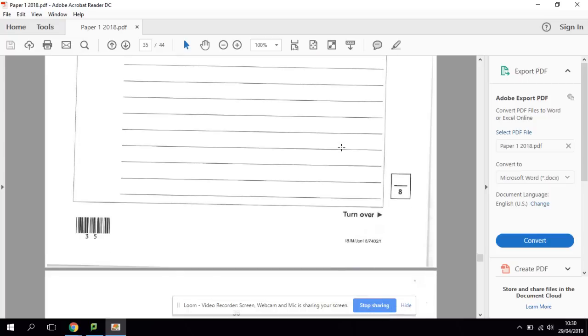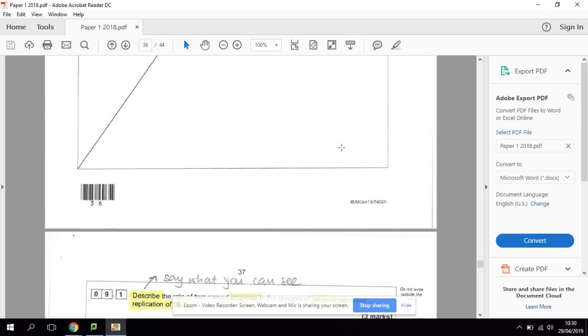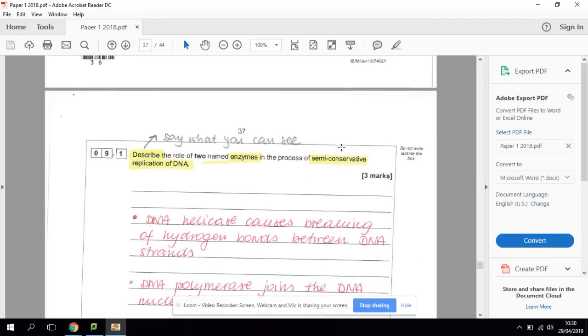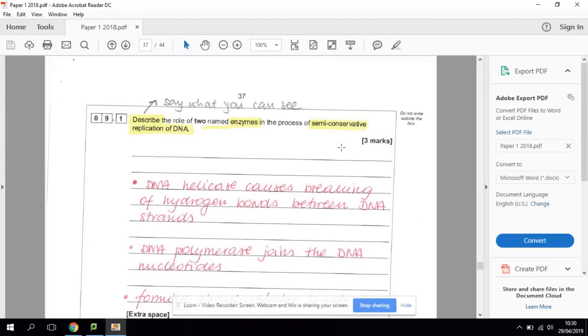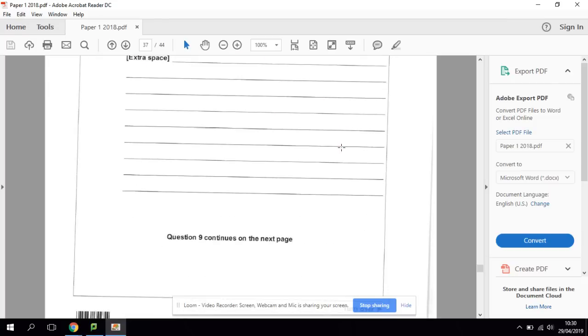Right, and you could use many more options here, but that's the most common. Right, question number 9. Describe, to say what you can see, the role of 2 named enzymes in the process of semi-conservative replication of DNA. So of course we've got 2 enzymes, name them, and the job is to talk about the bonds. So helicase causes breaking of hydrogen bonds between DNA bases. Polymerase joins the DNA nucleotides, forming phosphodiester bonds.